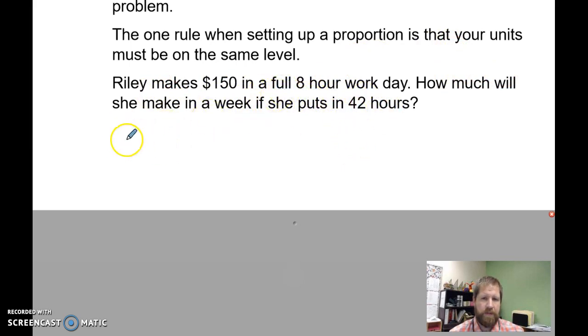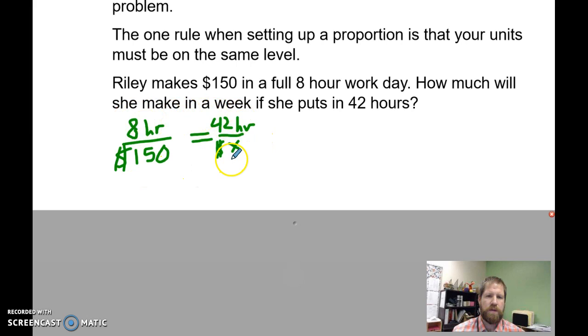So we could say she has 8 hours and she makes $150. And then my other side of my proportion, we've got to have my hours over here, my 42 hours, and then my X dollars. And that works. There's nothing wrong with this proportion. However, it does take an extra step to solve, and we'll look at why.